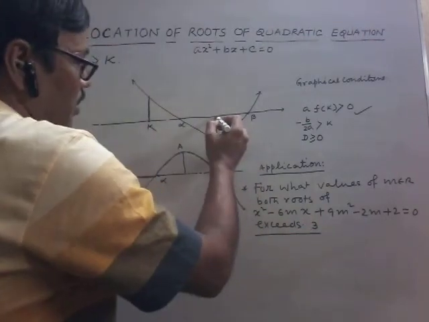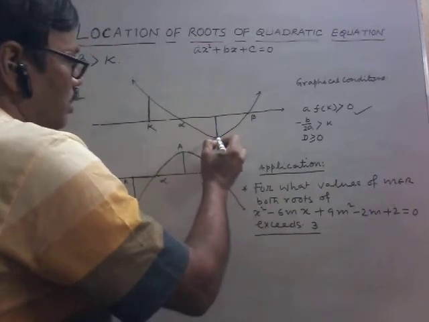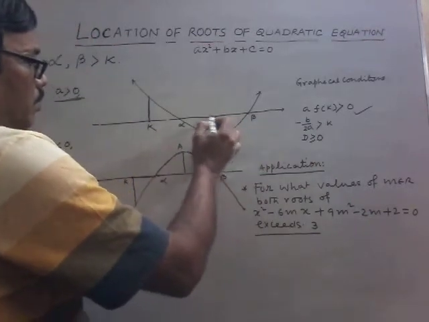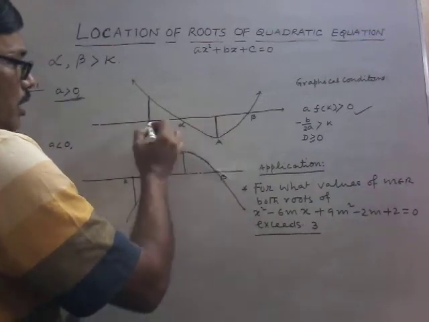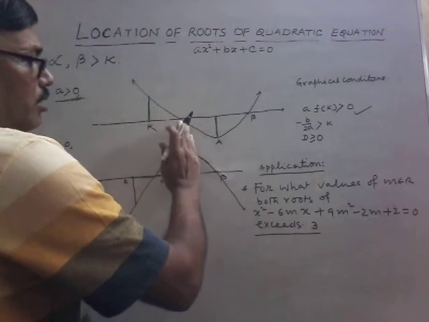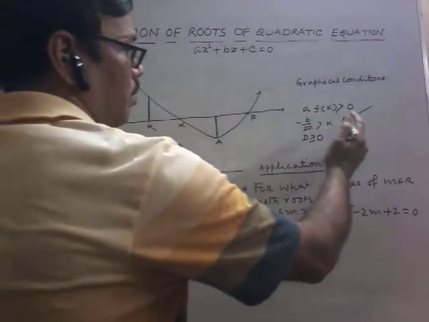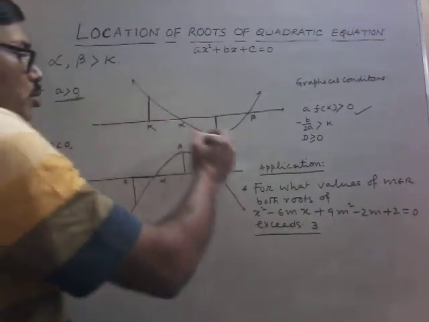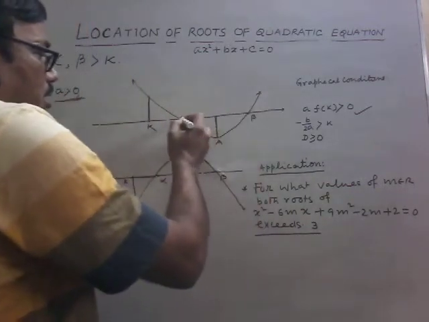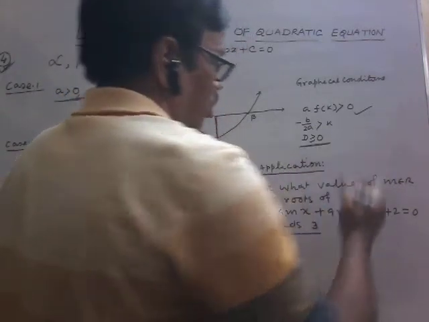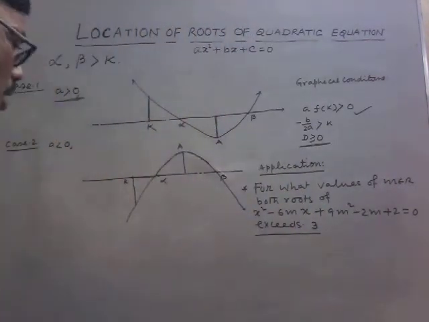Now, the vertex of the parabola, what is its x coordinate? Minus b by 2a. Look, this one is greater than k, it lies to the right of this. So minus b by 2a greater than k. And it has two roots, so it cuts the x-axis at 2 points. So obviously D greater than or equal to 0.